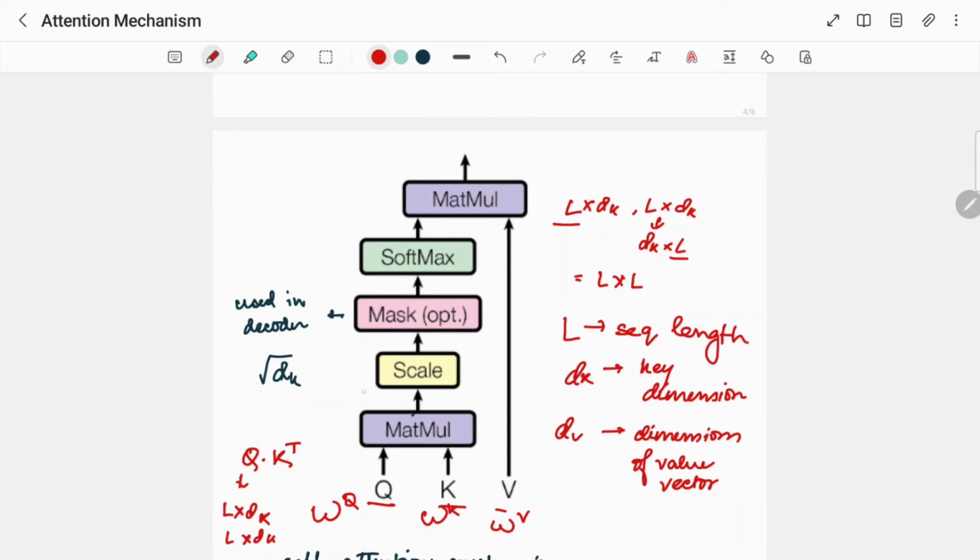Next we scale them. Why? Because when we compute these matrices it might so happen that the scale or the variance of the outputs grows much larger in proportion compared to the original matrices. That is why we scale them using a constant. Then we mask them. This masking is optional and it is used primarily in the decoder. We are not going into the deeper part of it, I'll tell you when the need comes. Next we apply the softmax and again a matrix multiplication between the output of this and the value vector.